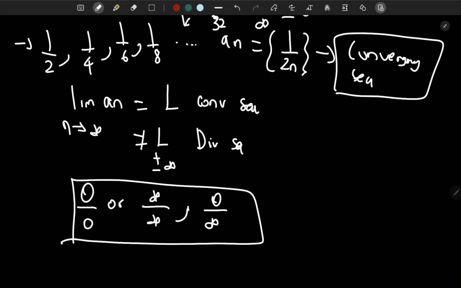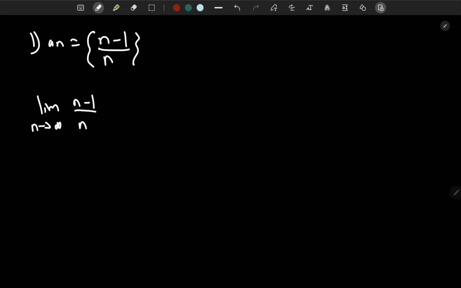So now let's do an example. Let's start with our first example. So our first question is, we have a of n given to us. So a of n is equal to n minus 1 over n, and we want to find what is the limit of n approaching infinity of this sequence, n minus 1 over n.